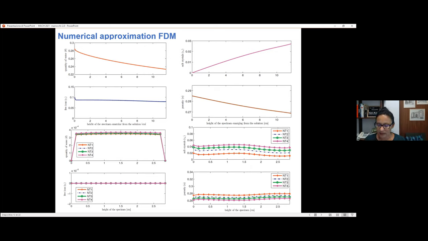And again, if we look at the amount of salt, we, as expected, see that it is an increasing function of the height of the brick, because crystals mostly form where the quantity of water is lower.